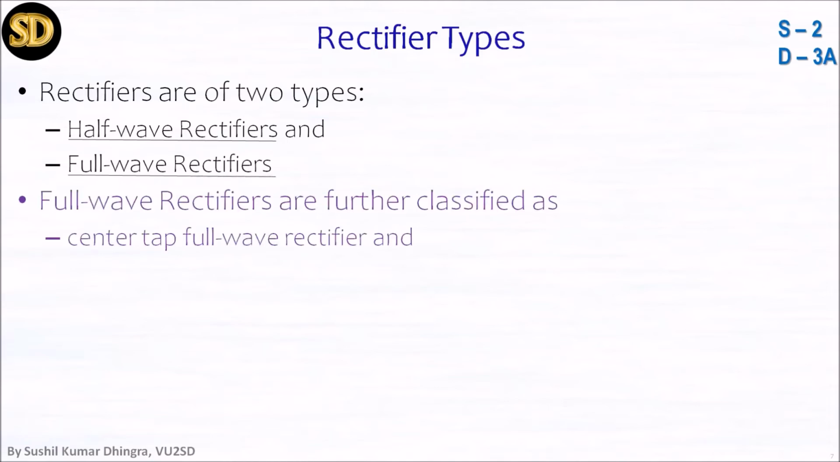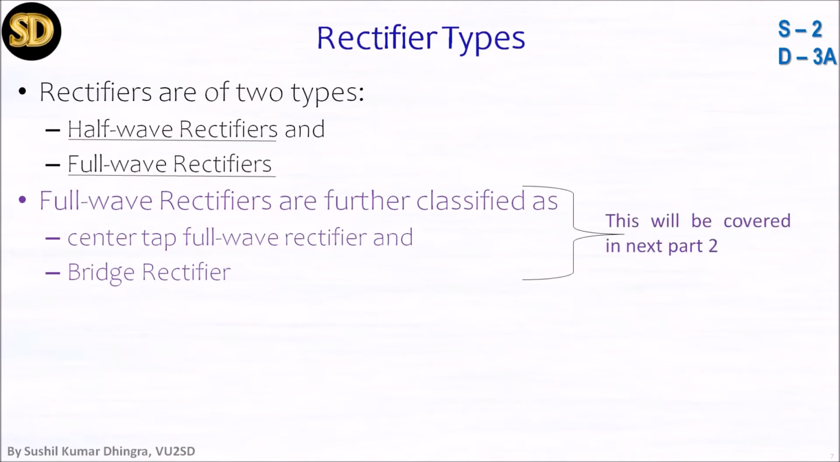Center tap full wave rectifier using a transformer and two diodes. Bridge rectifier using four diodes in a special configuration. But this topic I will cover in the next part because today I have limited time. Today I am focusing only on the half wave rectifier and the diode as a rectifier. How this works, what the difference is, and other parameters will be discussed in the next session.